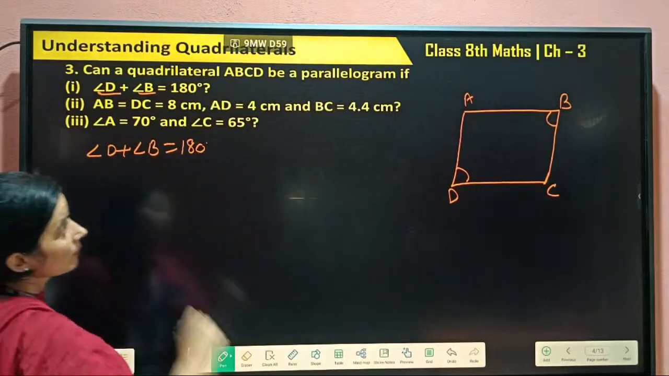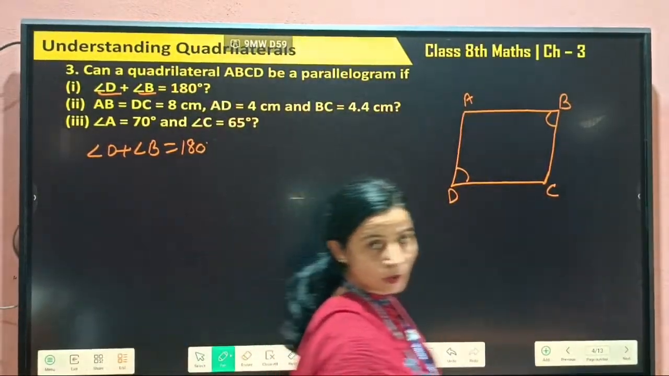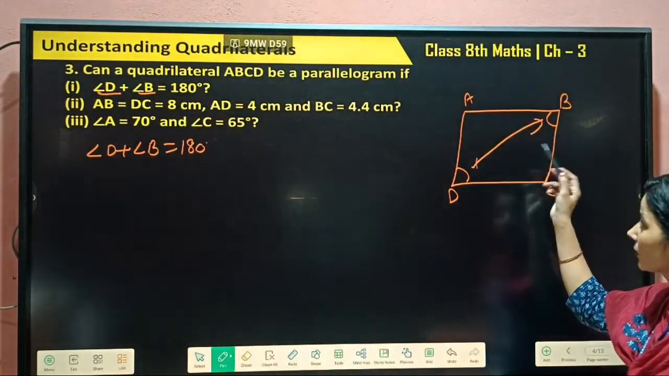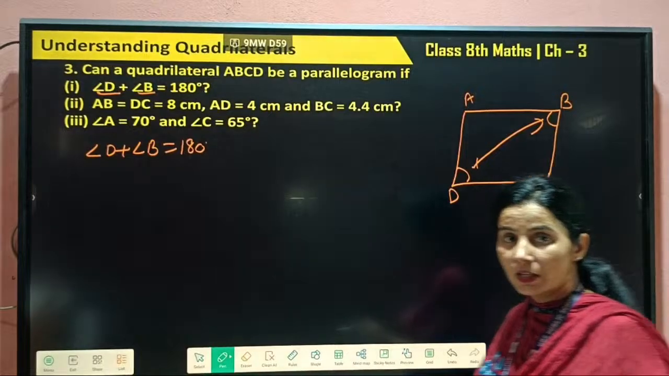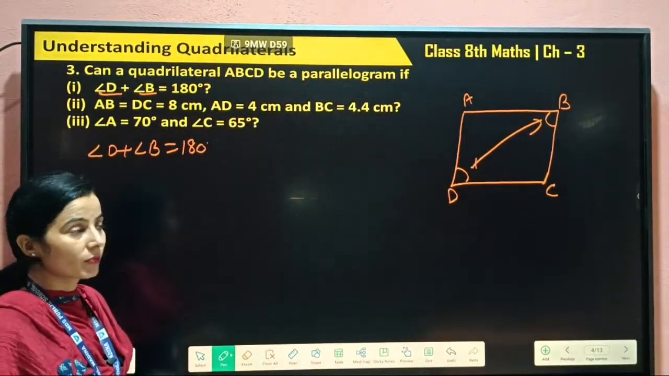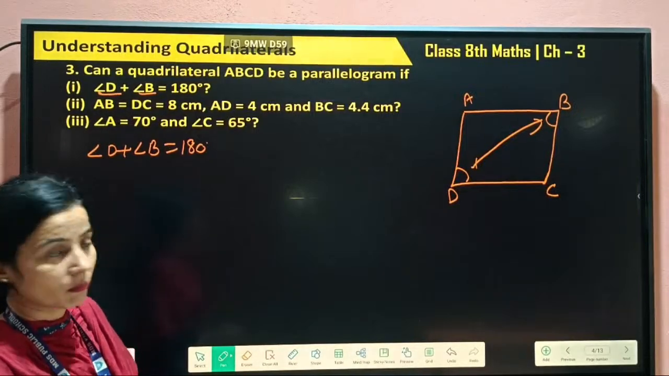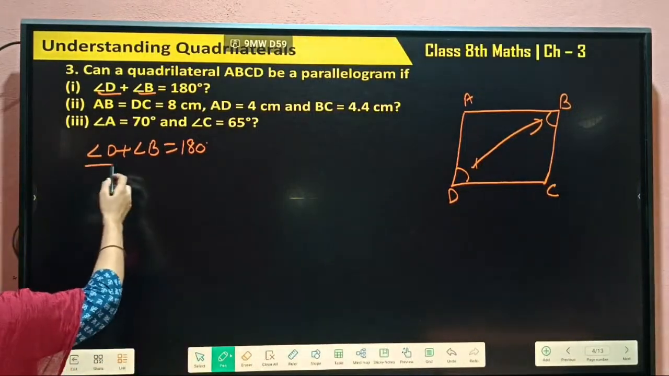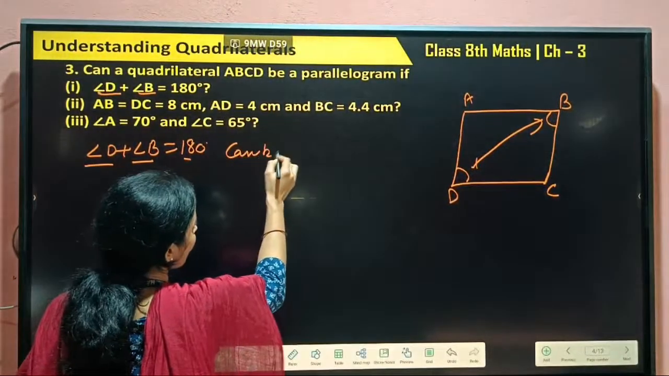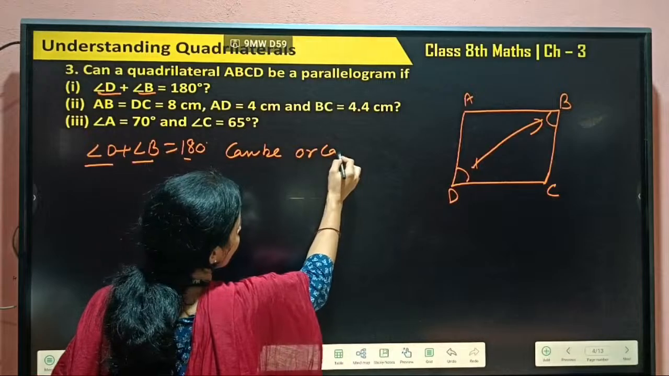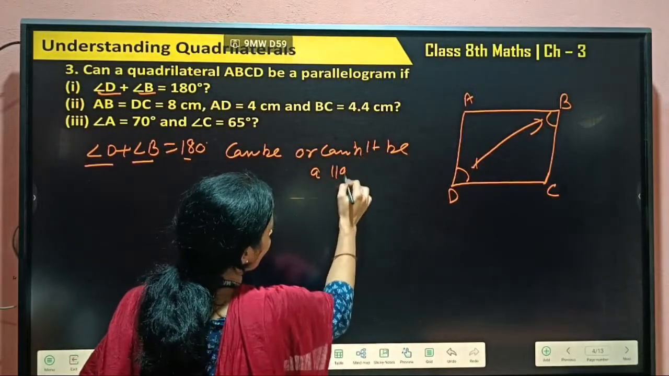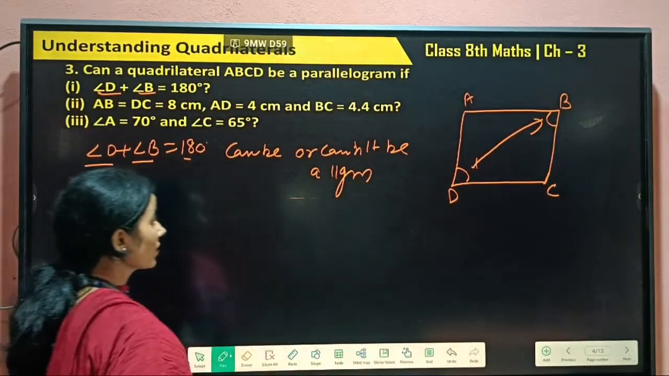Can this quadrilateral be a parallelogram? May or may not be. Its answer will be may or may not be. It is not necessary that if the sum of opposite angles is 180, we can call that quadrilateral a parallelogram. It can be or cannot be. Means if the sum of angle D and angle B is 180, it can be or cannot be a parallelogram.